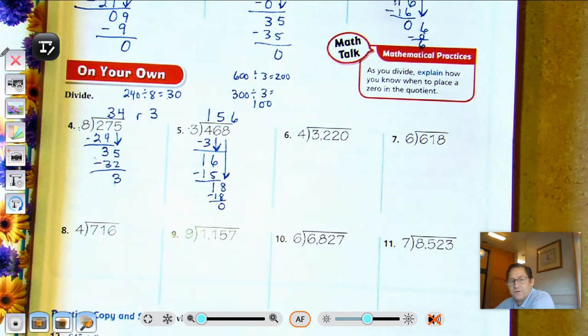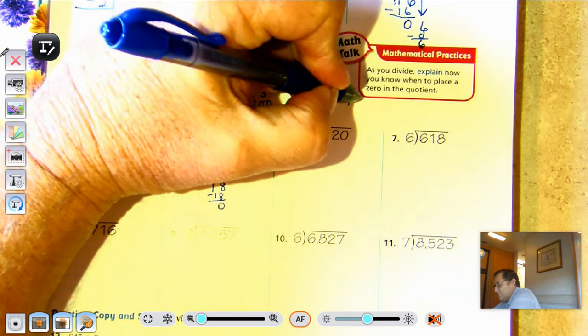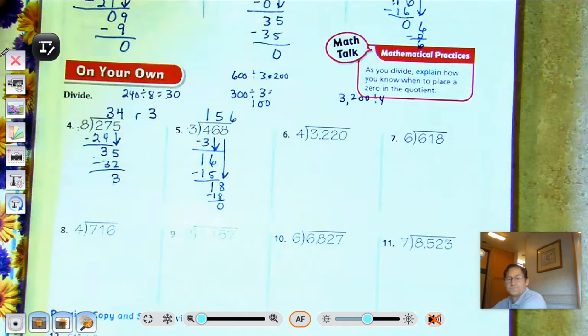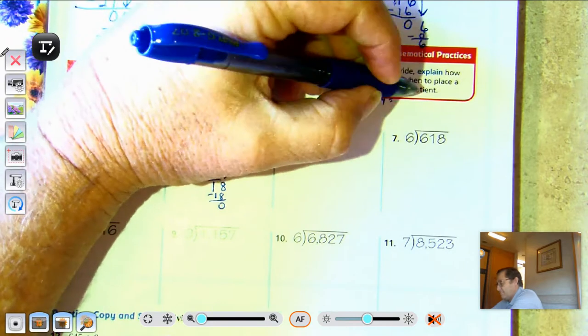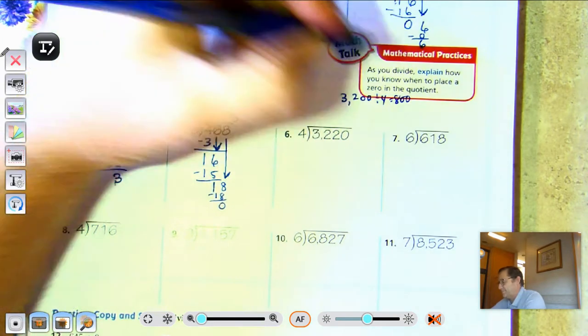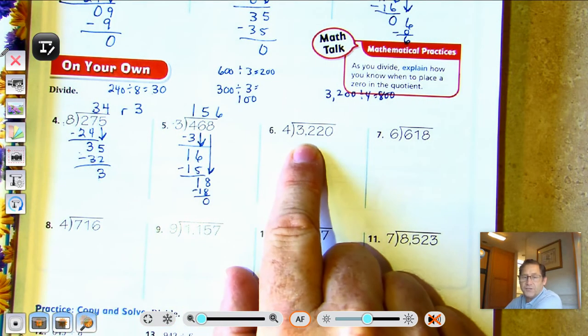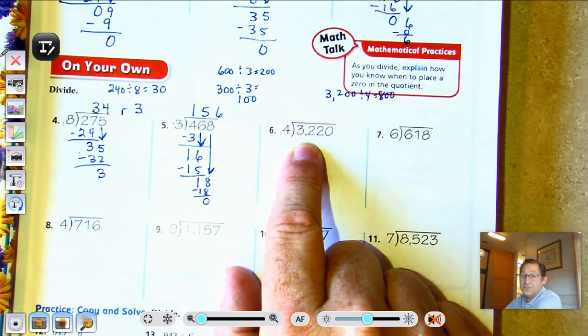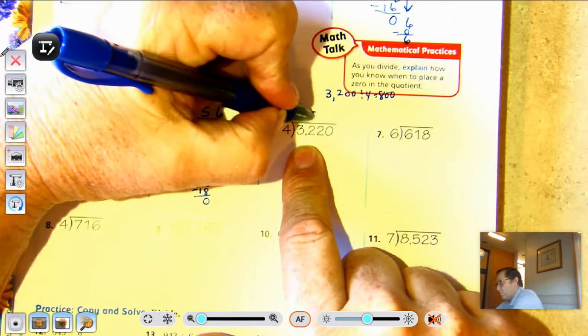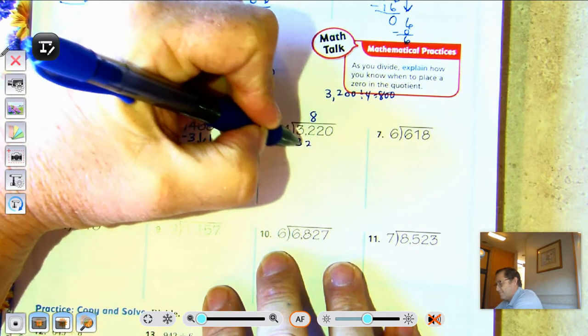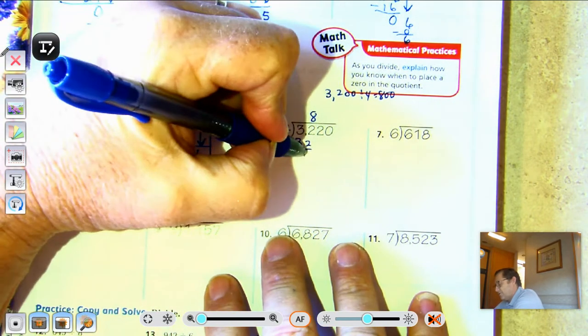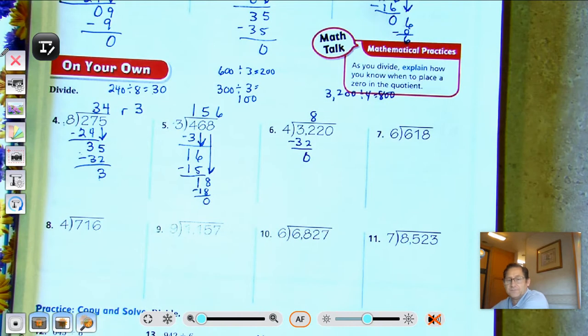Okay. All right, number 6, 3,220 divided by 4. Well, 32 is a multiple of 4. So I'm just going to change this to 3,200 divided by 4. And 32 divided by 4 is 8, so 800. So I'm not going to be able to share the 3,000s with 4 groups. So I'm going to trade that for 32 hundreds. 32 hundreds divided by 4 is 8 hundreds. 4 times 8 hundreds is 32 hundreds, which leaves me 0 hundreds.